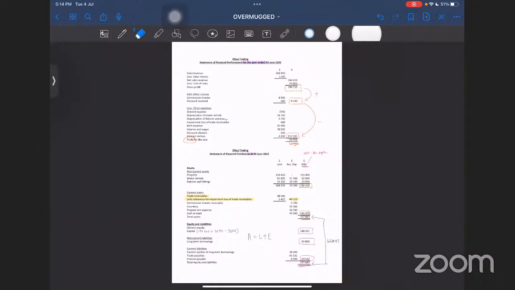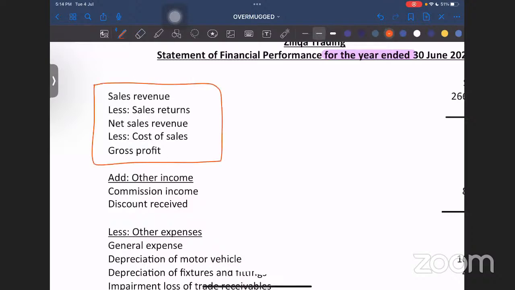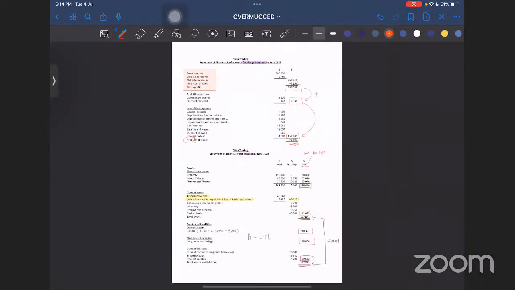Okay, so that's for trading. Trading, you will have this portion. The next one that we are gonna do is not gonna have this portion because it's not trading, it's a service business. So I will talk about how we are showing and presenting for a service business. The next one is also not a sole proprietor. This one is a sole proprietor. The next one we're gonna do will be on companies already. That is a company financial statement.